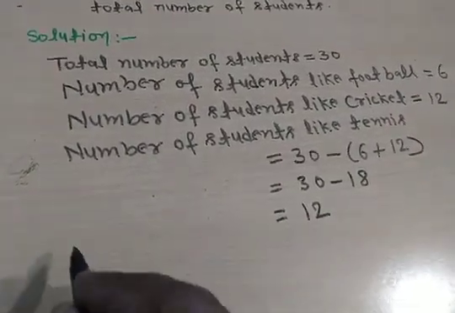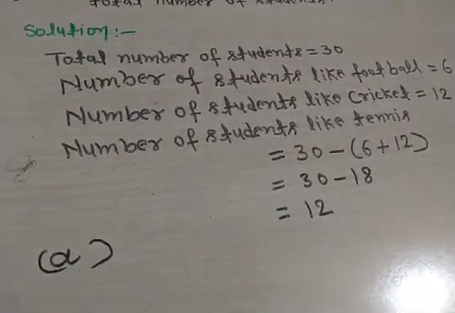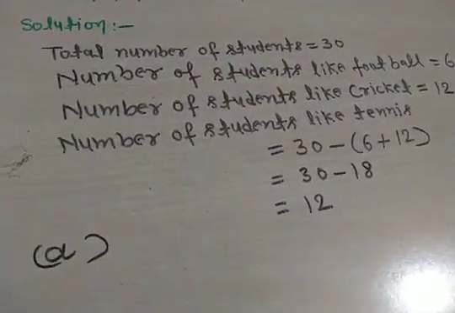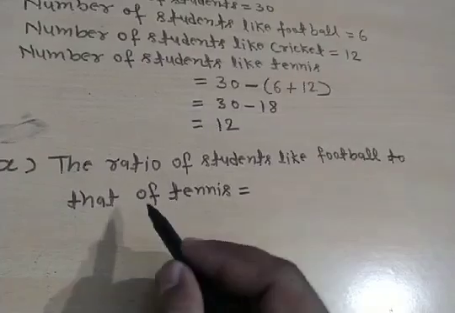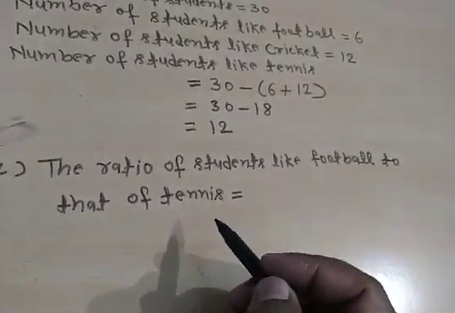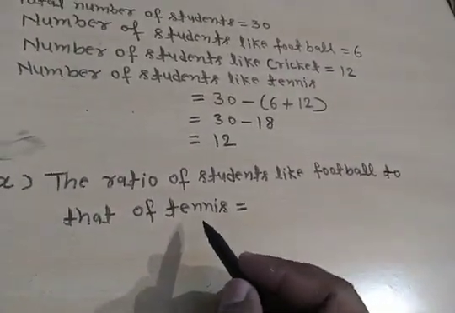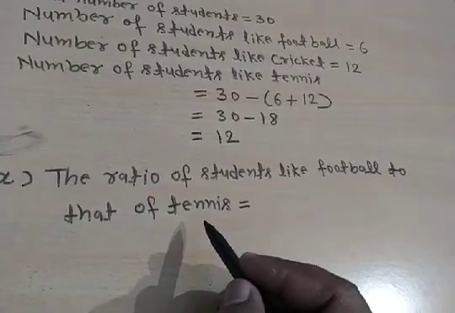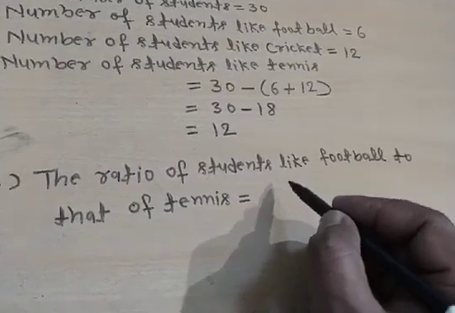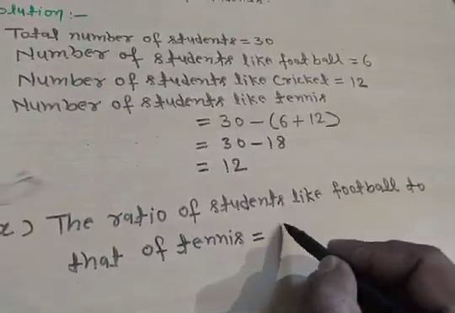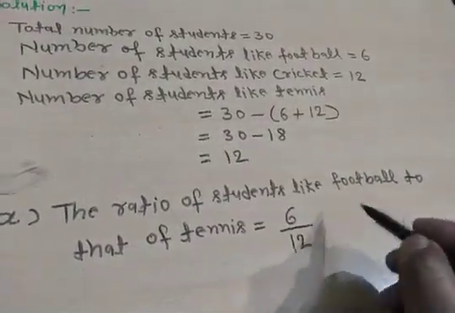So in the first part, find the ratio of number of students who like football to number of students who like tennis. This is A part. It means the number of students who like football to the number of students who like tennis. How many students like football? 6. And how many like tennis? 12. So first we simplify it.